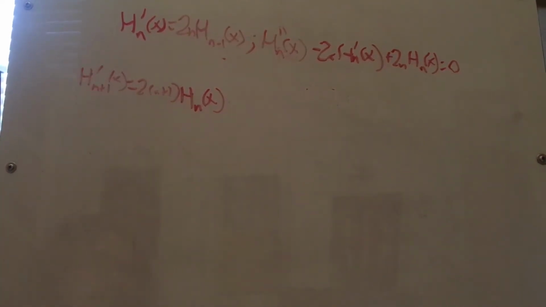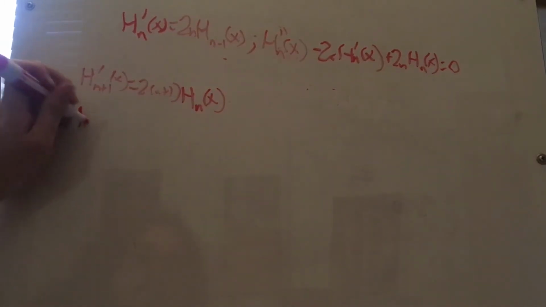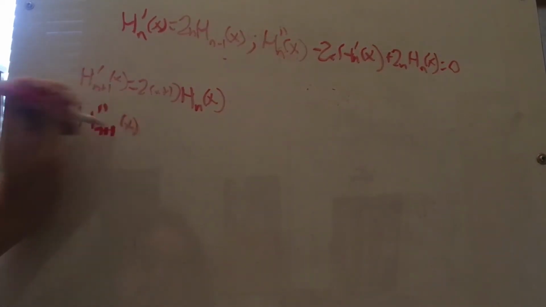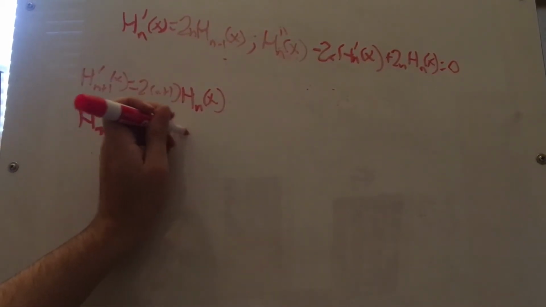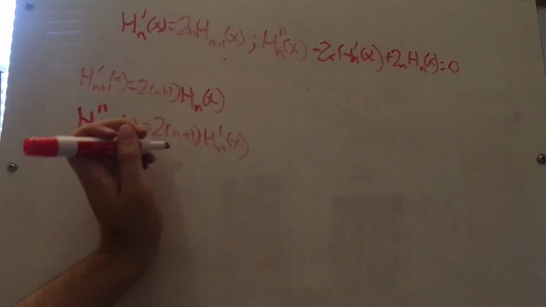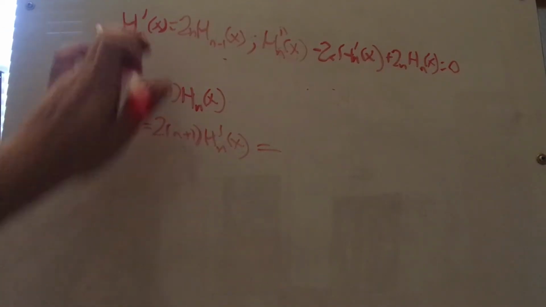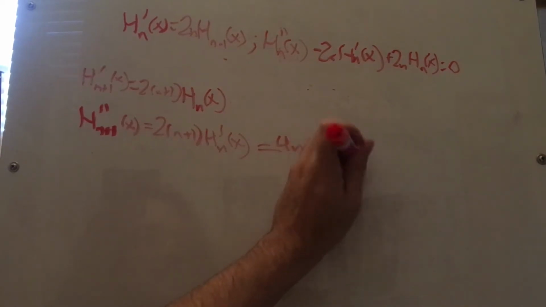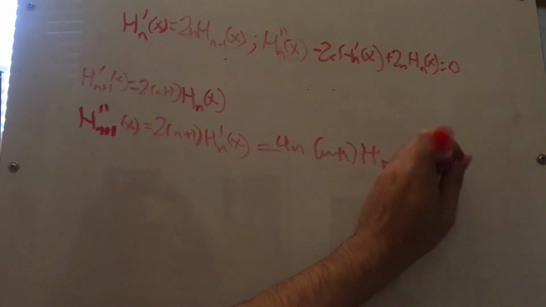So if we want an n minus 1, we're going to want an H prime of n. So we'll take the derivative of this. So we get H_{n+1} double prime of x is equal to 2(n+1), that's a constant term, so it stays the same, times H_n prime of x, which is equal to, using our relation up here, 4n(n+1) H_{n-1} of x.